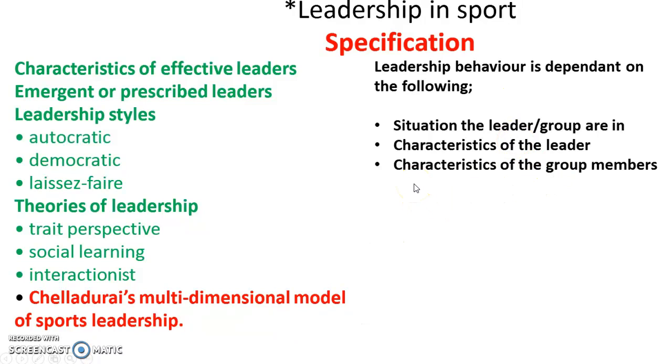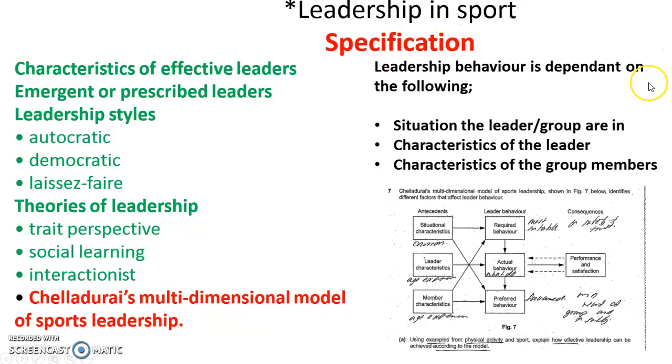Before we do that, just so you can see where we're going to be heading with this, here is an exam question on the topic from most recently, with some annotations from a student's paper from last year. So the question would look something like this. It gives you a scene setter showing the multidimensional model. And down here: using examples from physical activity and sport, explain how effective leadership can be achieved according to the model.